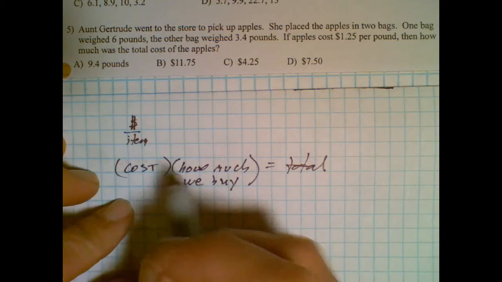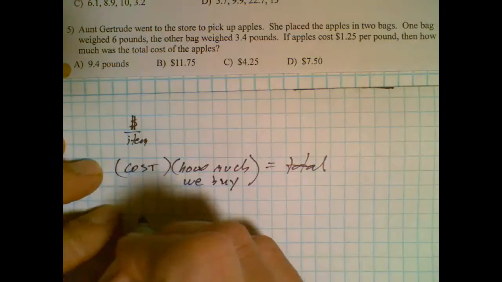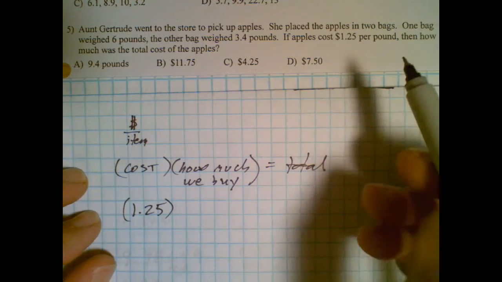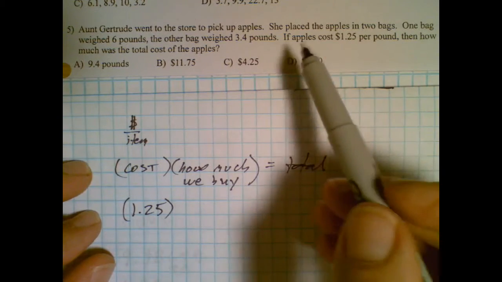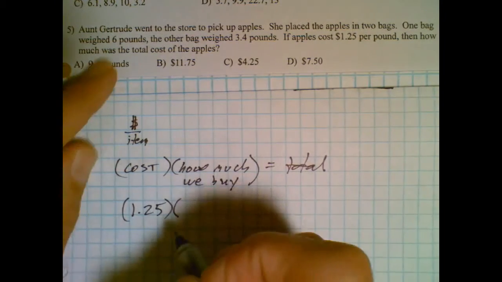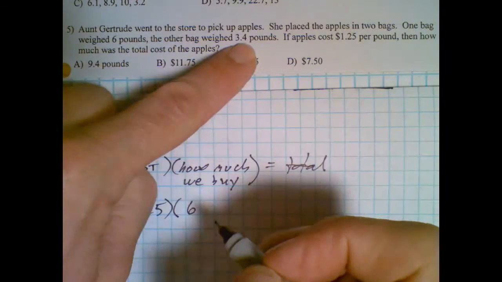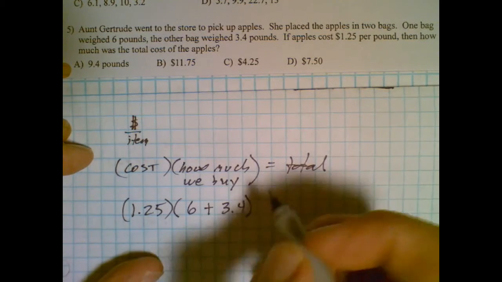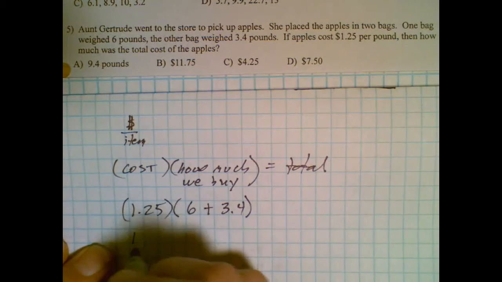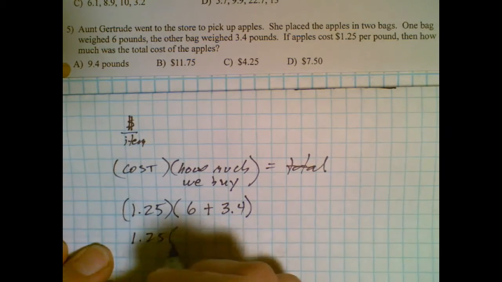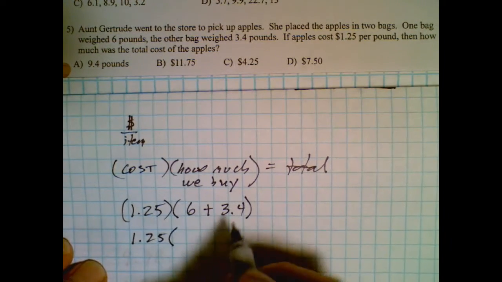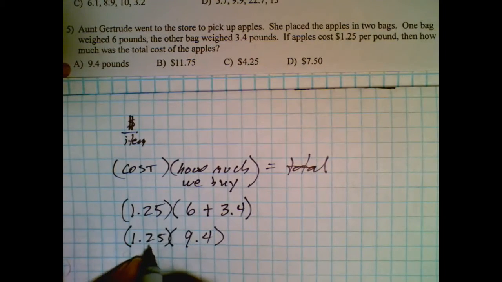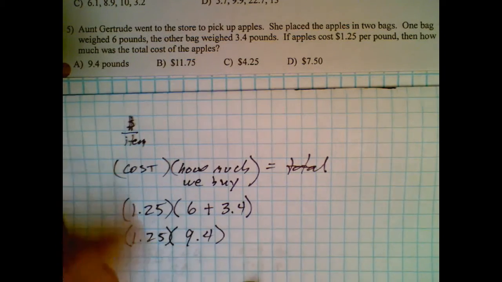So in this case, the cost we know is $1.25 per pound. The question is, well, how much did she pick up? Well, she picked up 2 bags. One had 6 pounds, and the other had 3 4/10 pounds. So altogether, she picked up 6 plus 3 4/10 pounds. So now we just follow our order of operation rules. Inside here, 6 plus 3 4/10 is going to be 9 4/10. So we have this problem, 1 25/100ths times 9 4/10.